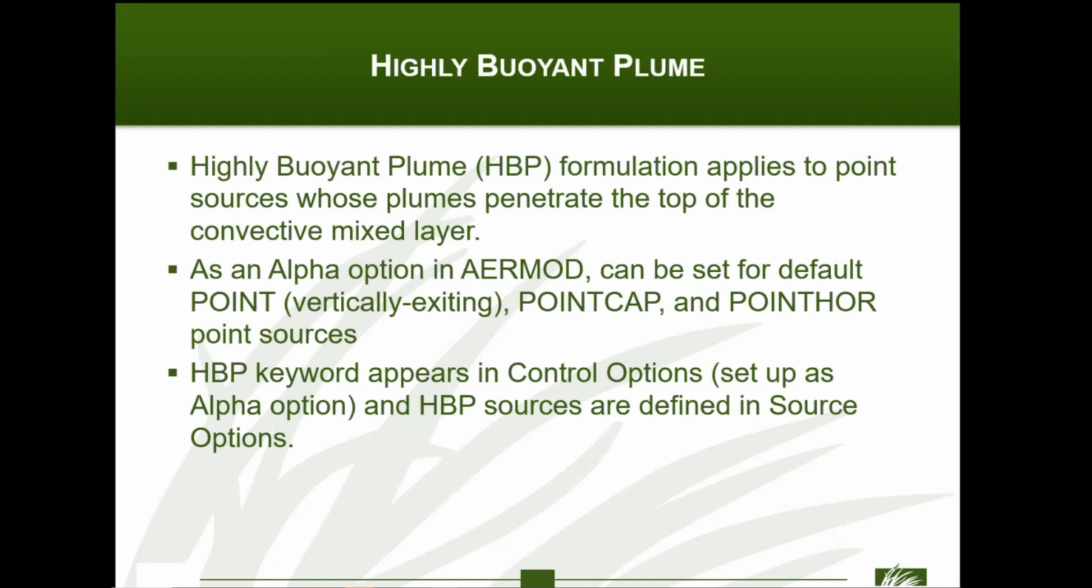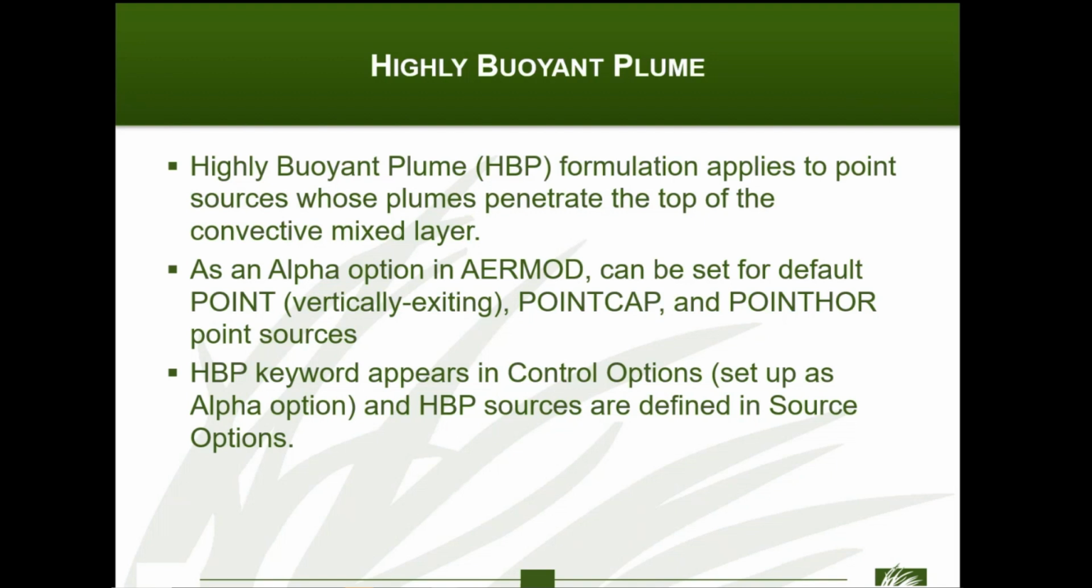So changing from aircraft sources to the highly buoyant plume algorithm, this highly buoyant plume formulation applies to those point sources whose plumes penetrate the top of the convective mix layer. So it's a warm afternoon, and you have stacks that are really pushing out effluent with a lot of velocity, a lot of buoyancy, and they may be penetrating into the stable layer above.